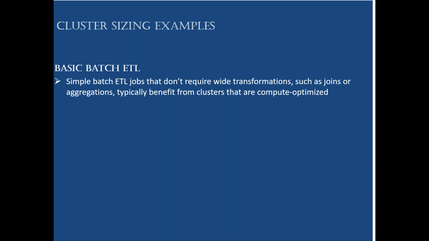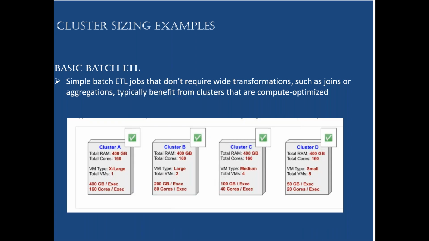So wide transformations such as joins or aggregations typically benefit from compute optimized clusters. When you don't have a wide transformation, you can choose any node. You can take a big node, a small node, a very small node. Any node you can take. There is no issue when you don't have a wide transformation, when you are not moving data from one machine to another. You can go with anything, no problem.